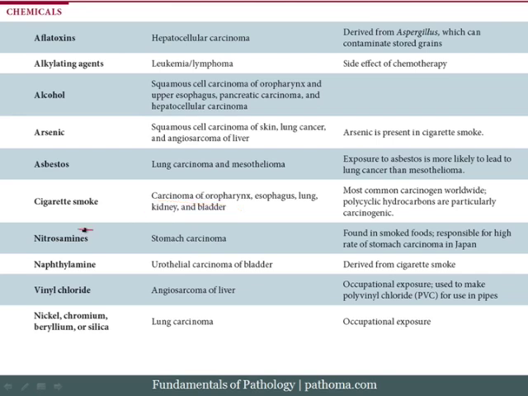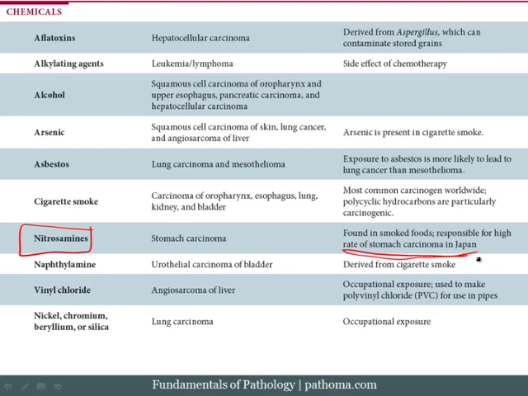Now, nitrosamines, the next one on the list, are highly associated with stomach carcinoma, and they're found in smoked foods, and they're responsible for the high rate of stomach carcinoma in Japan. Let me just take you back for a second. If you haven't studied stomach yet, you will eventually hear this, but stomach cancer is actually divided into two types. You can get something called an intestinal type of stomach carcinoma, which is the more common type, and the second type is the diffuse type.